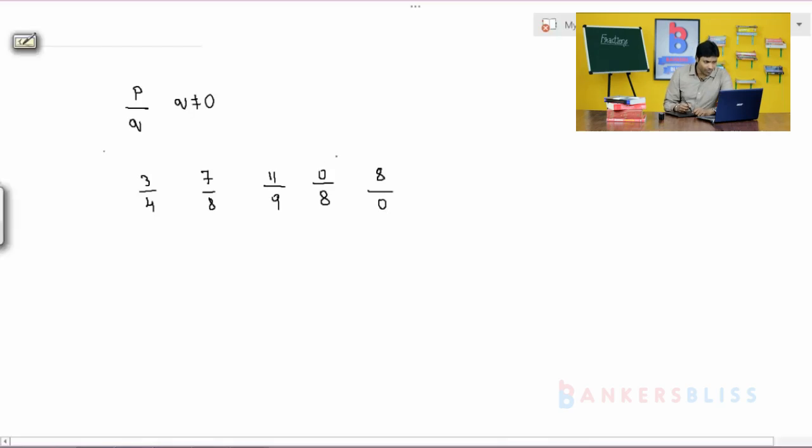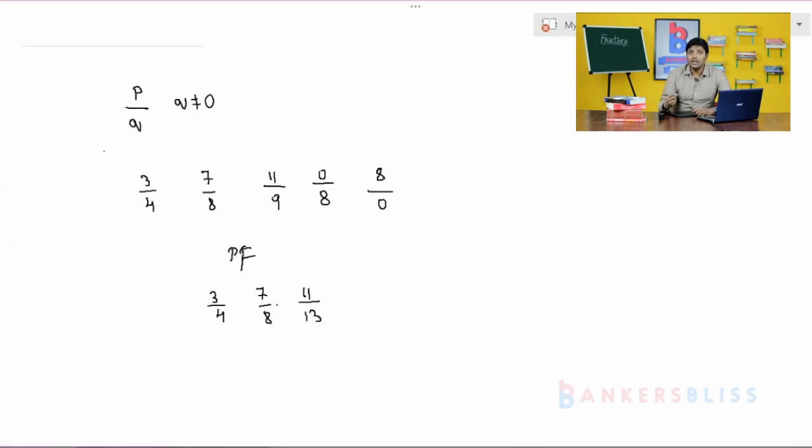Now, what types of fractions are there? The first variety is proper fraction. See here, example 3 by 4, one more example 7 by 8, one more example 11 by 13. Means the numerator should be less than the denominator. Those type of fractions are called proper fractions. The numerators are less than the denominators. It is very important.